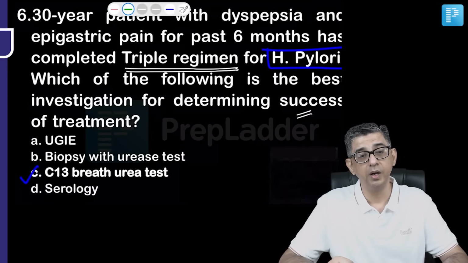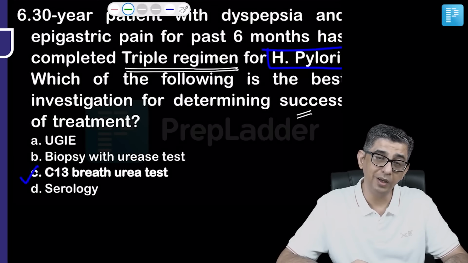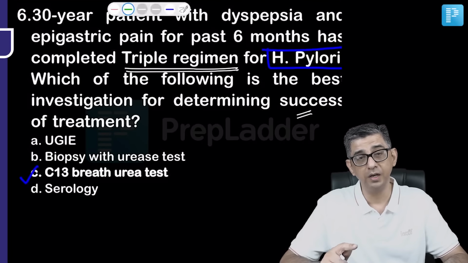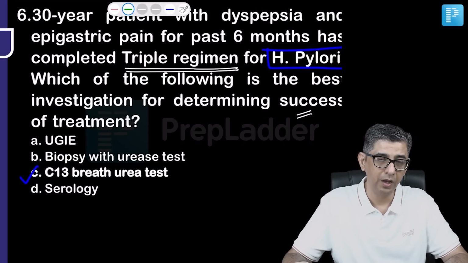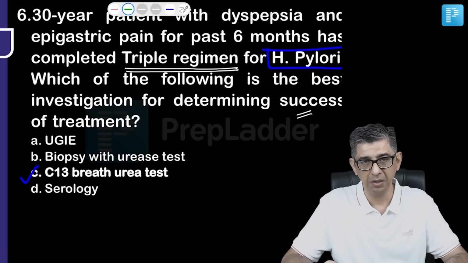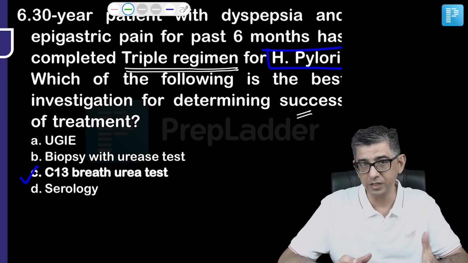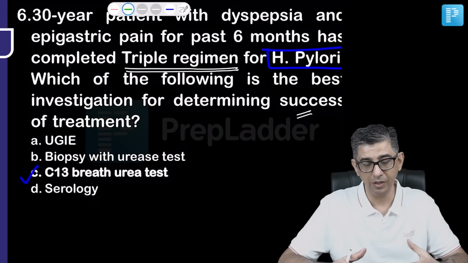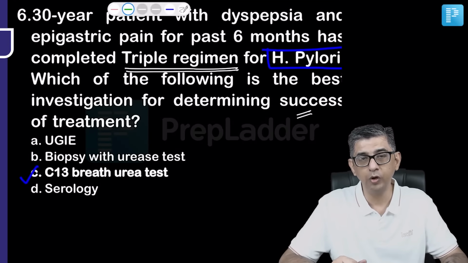Which is why the answer to this question is option number C. Option number B, biopsy with the urease test. Biopsy is something which you do in a case of a suspected malignancy, like a person having a gastric ulcer, and you think that the ulcer is not healing, or the edges of the ulcer look unhealthy, in the sense that they are different from the way they look in a traditional gastric ulcer, because the ulcer is really small, but the edges are abnormally elevated.